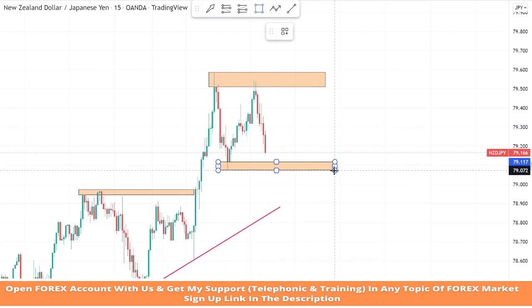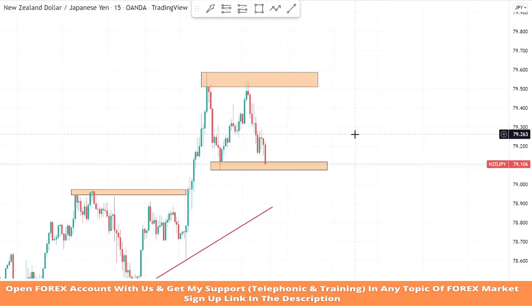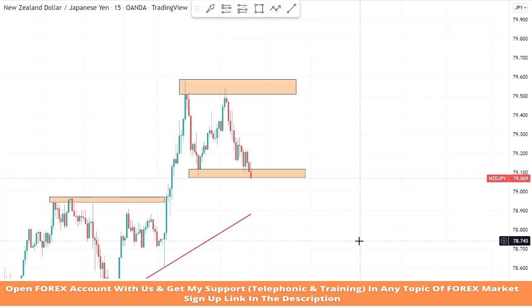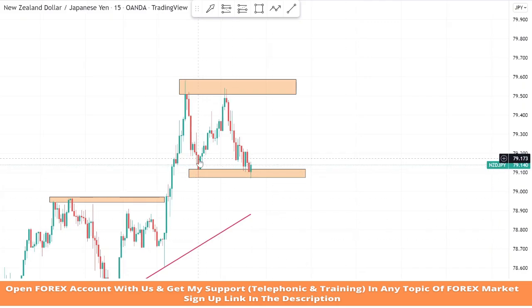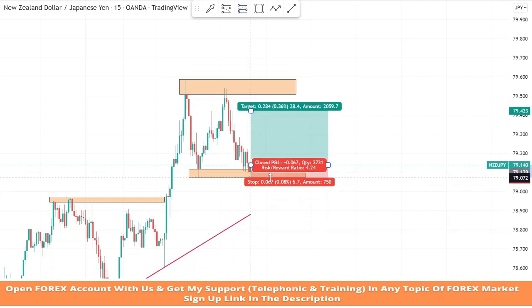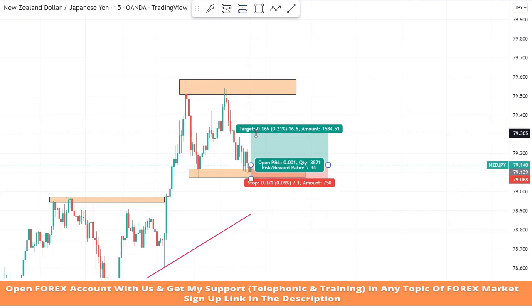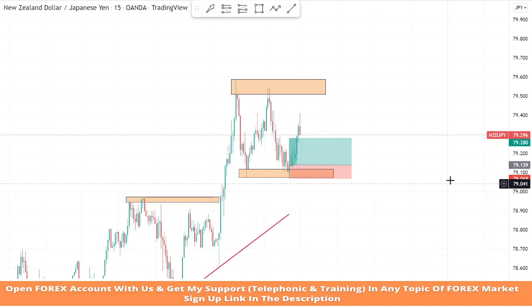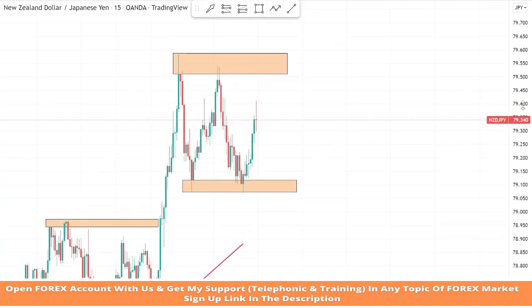We will draw support zone as well to take profitable trades. We got a confirmation from our support zone because market faced rejection, so we take buy trade. We will set stop loss at support area and take profit will be 1:2. And we won the trade.